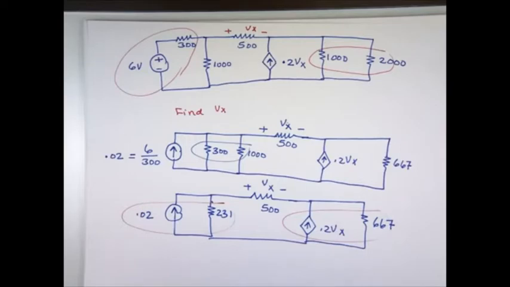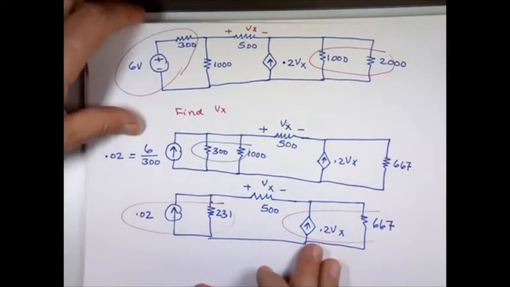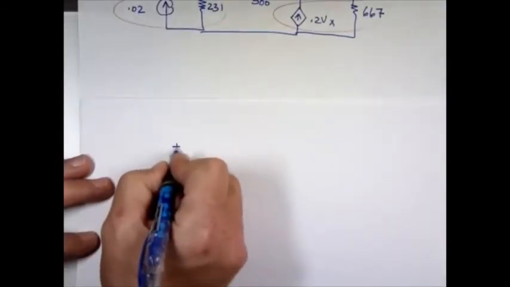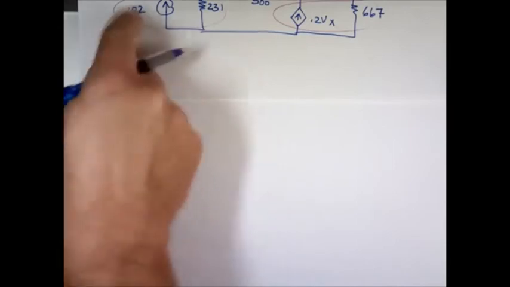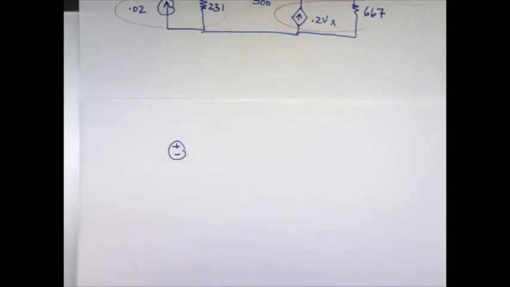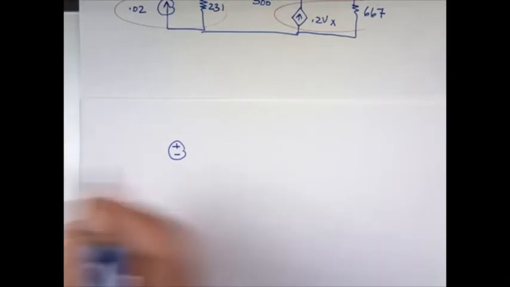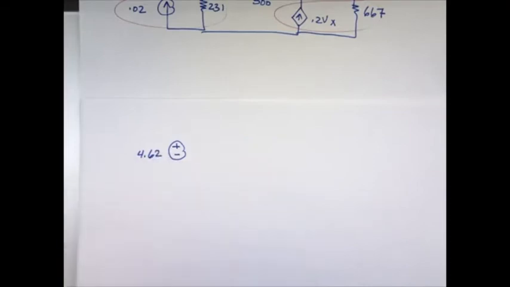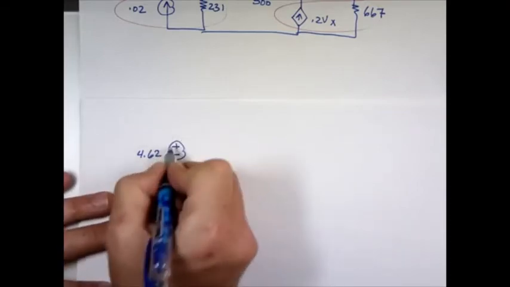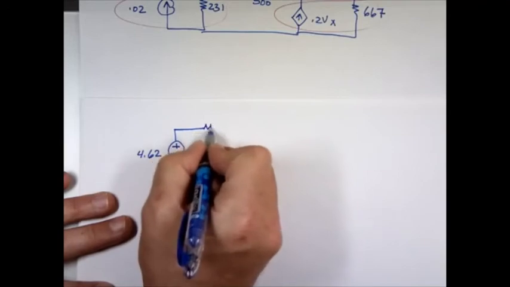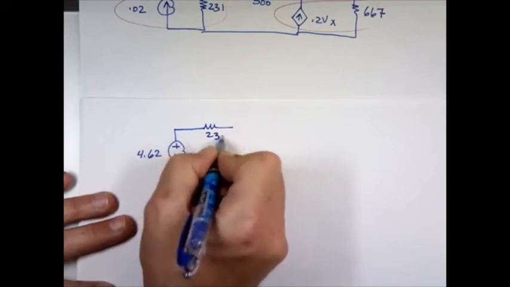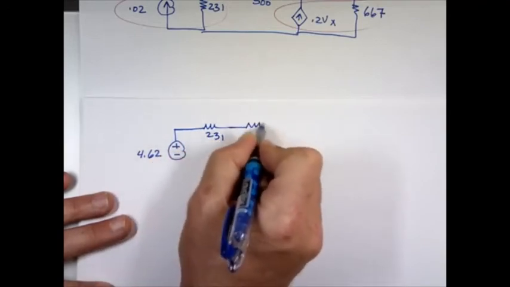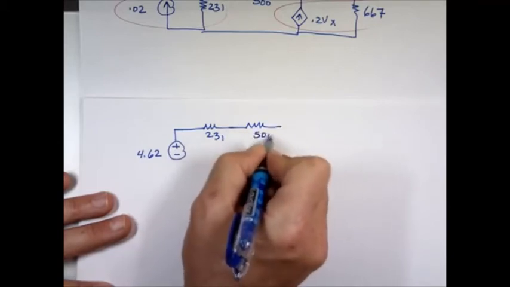Let's see. This one's going to be a voltage source pointing upward, plus on the top, minus on the bottom. 0.02 times 231. 4.6, 4.615, how about 4.62? 231, 500. This is Vx.